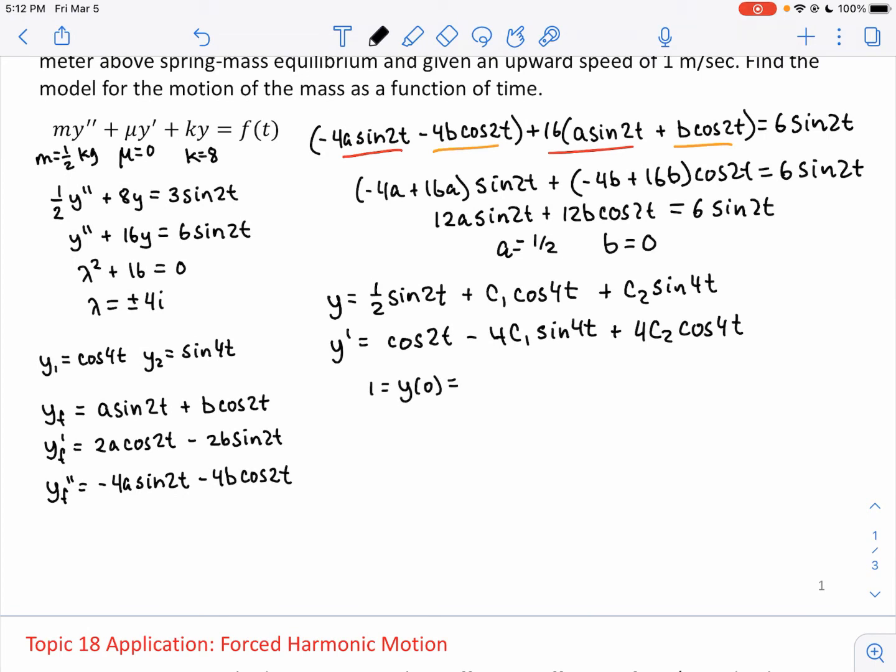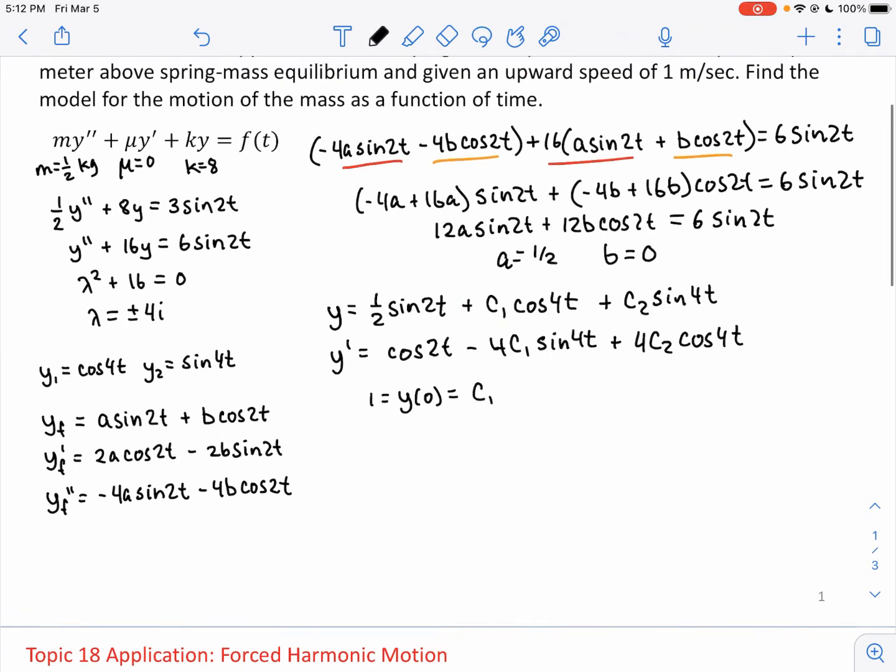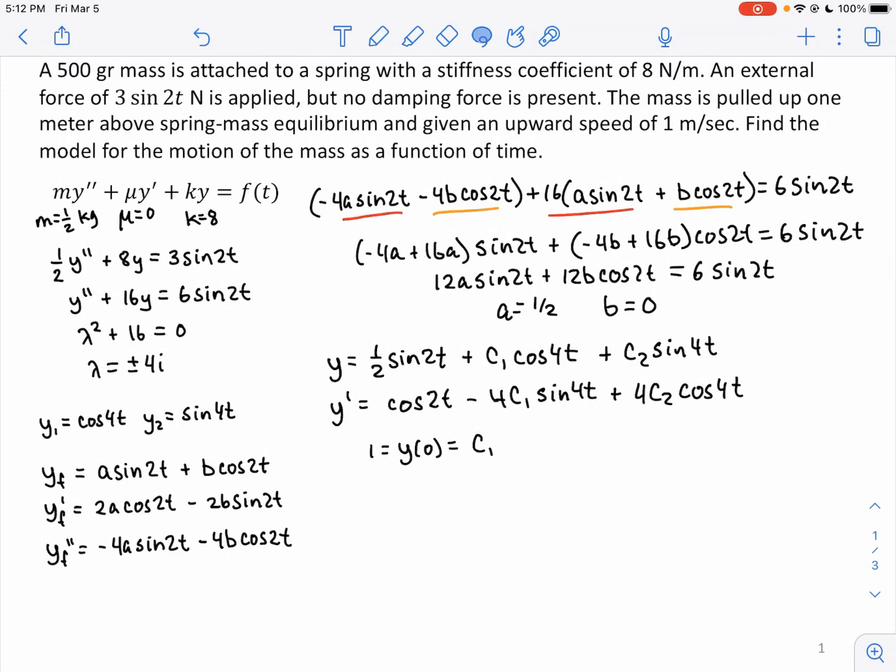So we just got to plug 0 into our general solution right here. 0 is going to kill the sine term and this sine term, leaving only this middle term, and the cosine of 0 is 1. So we get out of this c1 all by itself. c1 is just 1.